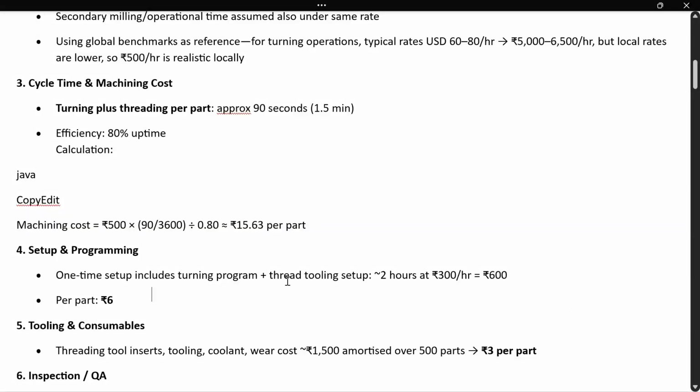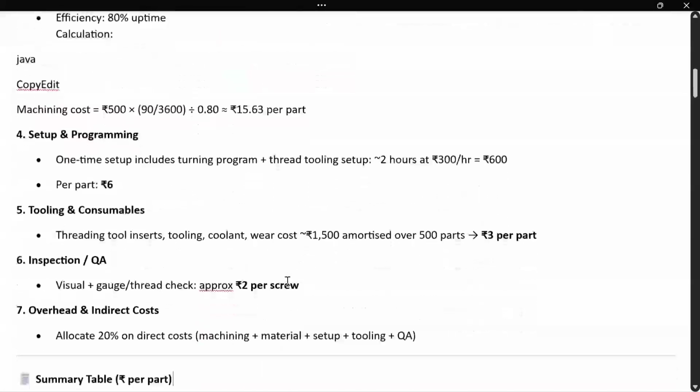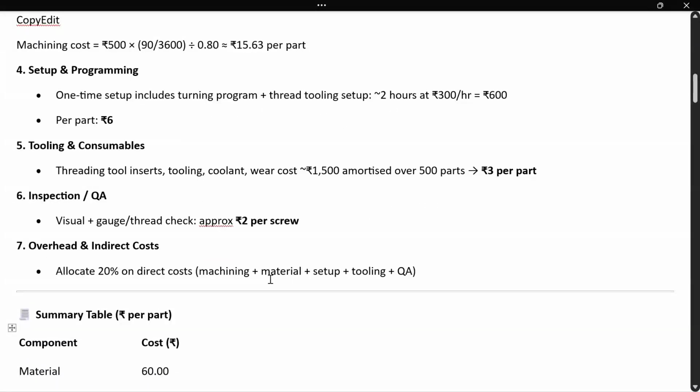Now we are talking about tooling and consumables: the thread tool insert, tooling, coolant and wear cost. Here 1500 rupees is the amortization cost over 500 parts, so it is 3 rupees per part. Now inspection cost: visual inspection and thread gauges for proper checking, so 2 rupees per screw.